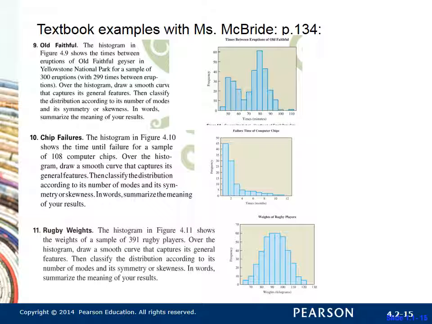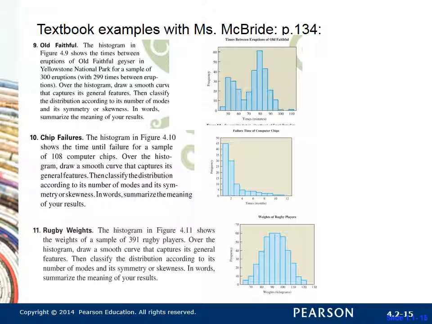All right, let's look at some textbook examples. So I'm on page 134. I did the word example next to the picture, so work sideways here. So Old Faithful has the picture that goes with it to its right. So the histogram here shows the time between eruptions of the Old Faithful geyser. Over the histogram, if you were going to visually draw a smooth curve that captures the general features, then classify it according to the number of modes.